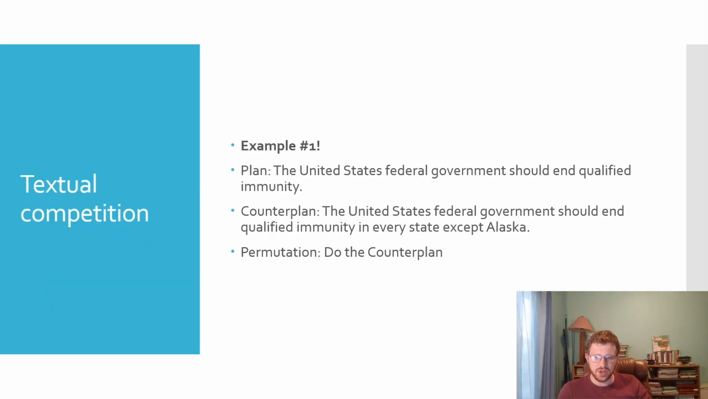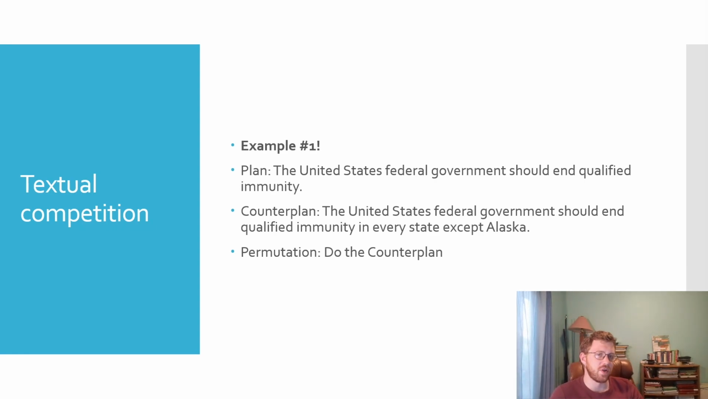So let's look at some examples and evaluate them according to textual competition standards. So the first example is the federal government should end qualified immunity is the plan, and the counterplan is the United States federal government should end qualified immunity in every state except Alaska. And the 2AC stands up and says, permutation, do the counterplan.